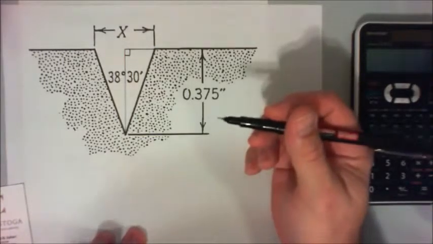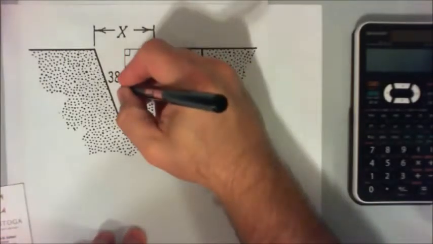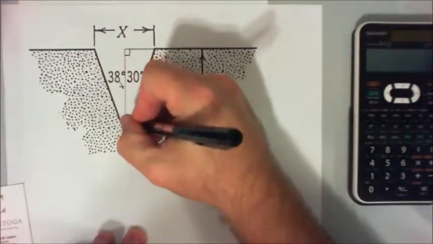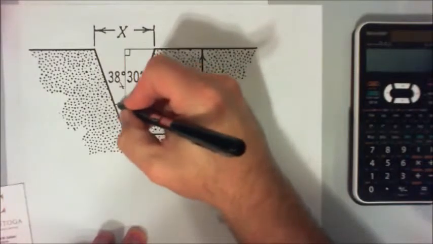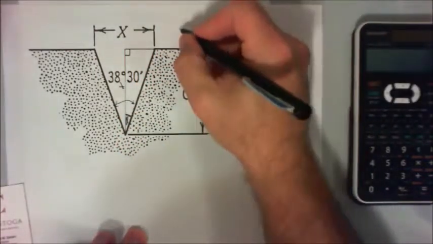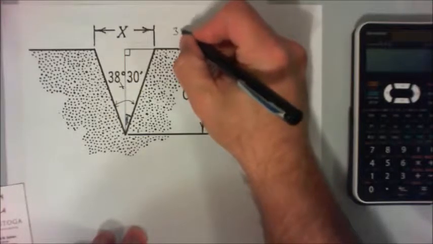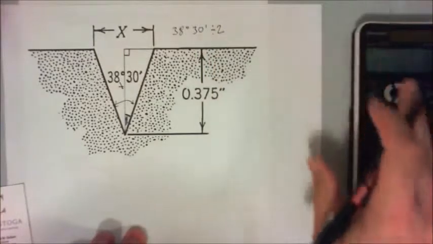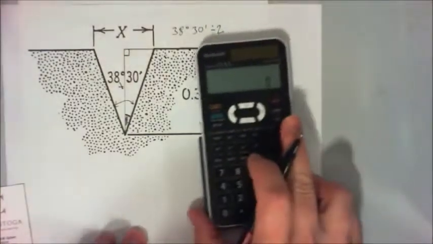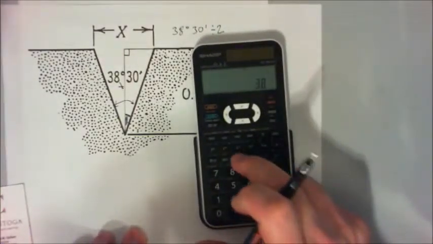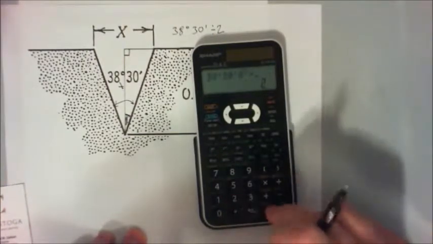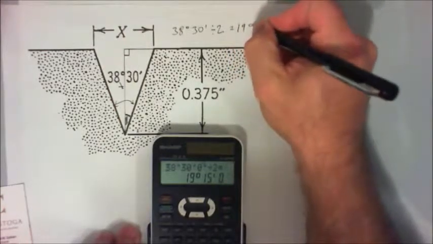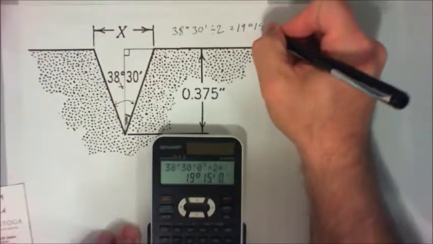Okay, so what do we have? We have this height and we have this angle. You're like, no, Ray, we have this angle. Well, you're correct. So I'm going to go 38 DMS 30 divide by 2 equals 19 degrees, 15 minutes.